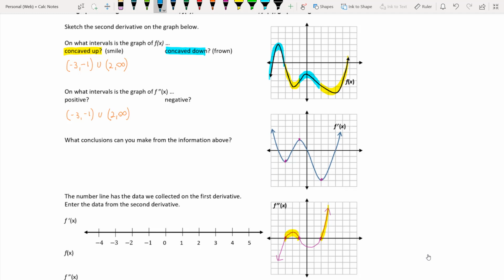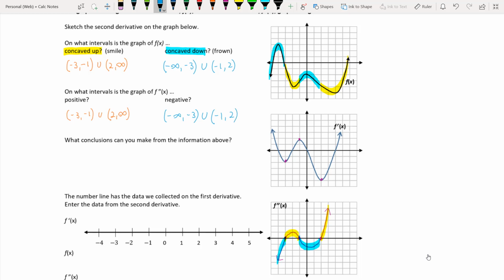All right, concave down, we're -infinity to -3, and we are -1 to 2. And if I go to my second derivative graph, on what intervals is the graph of f double prime negative? I'm negative here, and I'm negative here from -1 to 2. So we're going to have -infinity to -3, and we're going to be negative second derivative on -1 to 2.